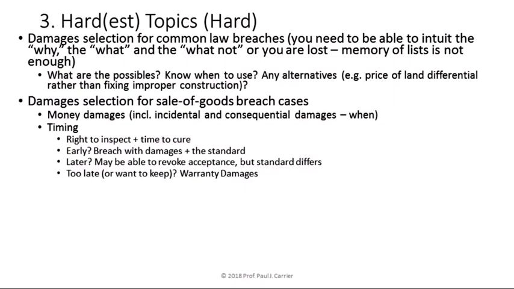What if you put them in your warehouse? You had a week to inspect them. You didn't inspect them, and 3 weeks later you finally inspect them and find out there's a problem. Then what might you be able to do? You can't reject anymore, it's too late. But you might be able to revoke your acceptance. But the standard is harder. To revoke acceptance is harder than rejecting for a non-conforming tender.